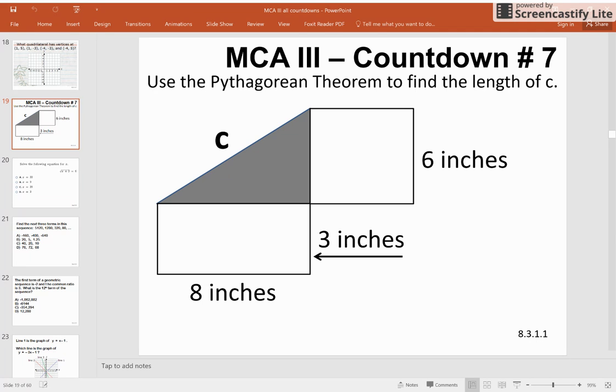8 squared equals c squared. 36 plus 64 equals c squared. 36 plus 64 equals 100 equals c squared. Now I just undo my square by doing a square root. A square root of 100, so what multiplied by itself gives you 100? That would be 10. So c equals 10.